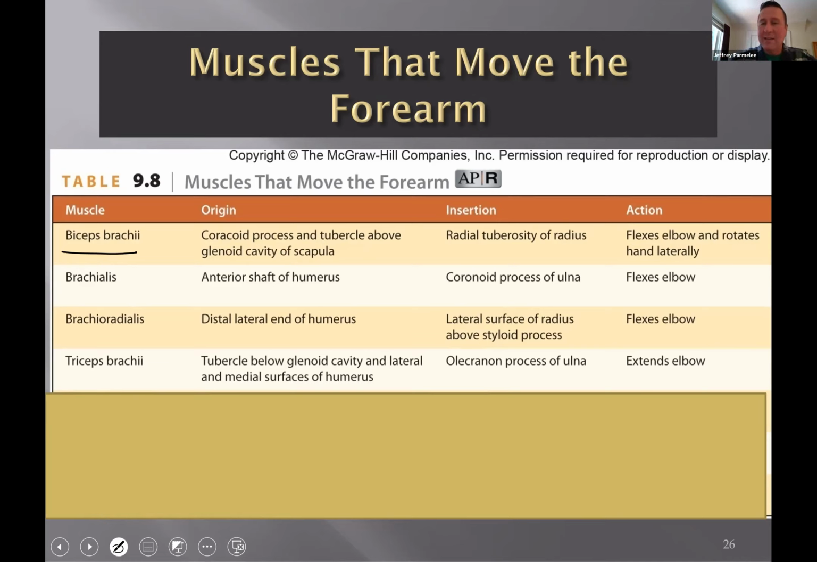So brachii means arm. And speaking of, brachialis means arm muscle, just arm, right? And that's going to be a powerful flexor of your elbow along with biceps. And then brachioradialis goes from your arm to your radius, right? Simple, simple. And then triceps brachii has 3 heads, and that's the sole muscle in the back of your arm for extending your elbow.